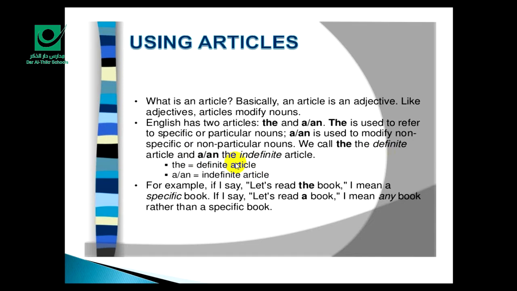For example, if I say, let's read the book, I mean a specific book. But if I say, let's read a book, in this sentence I mean any book we can choose and read. I'll give you another example. If you are sitting in your classroom and you say, I need a pen, it means you need any pen to write. But if you say, I need the pen, you are talking about a specific pen.